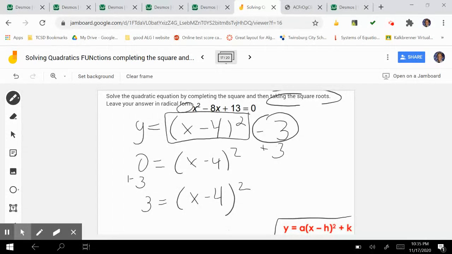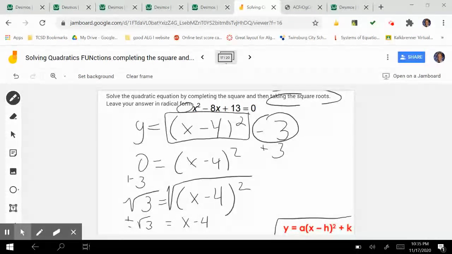Are my parentheses isolated? So now what do I do? I take the square root of both sides. Ooh, yucky. I don't like that at all, right? What's the square root of 3? It's just going to remain plus or minus the square root of 3. What's the right side going to simplify to?